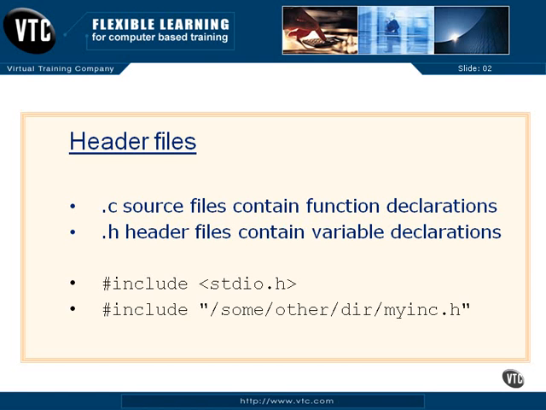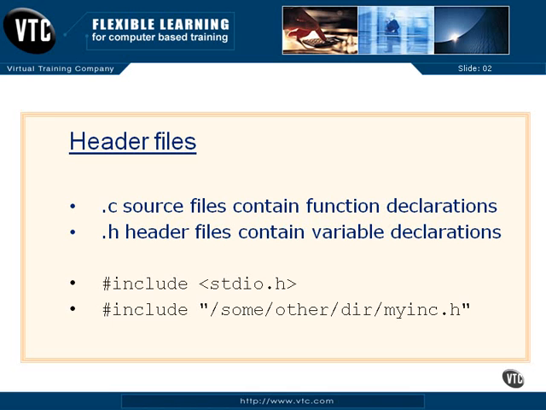Header files. We've already seen the use of header files with our standard io.h, and I think we even used stdlib, standard lib.h, a little earlier on. Header files are used in the C programming language to define other variables and information that is not generally functions.